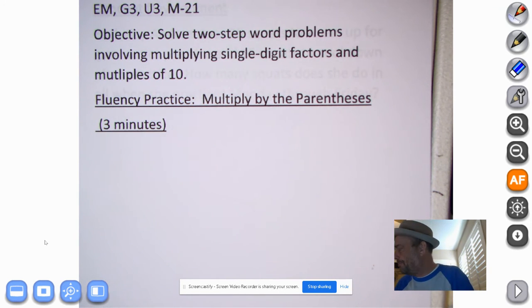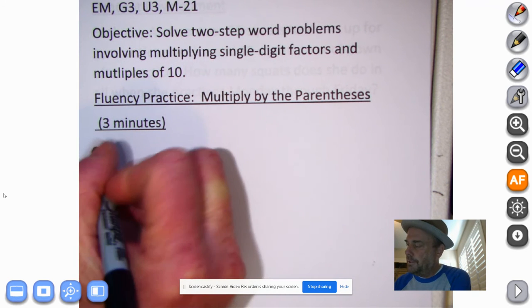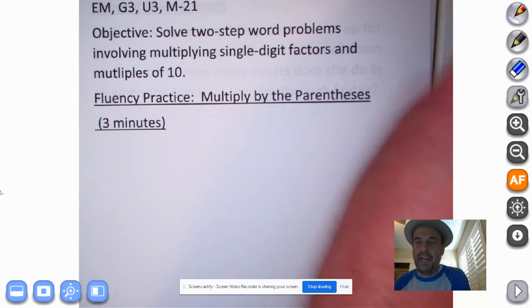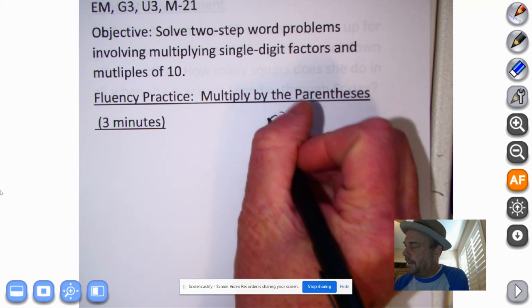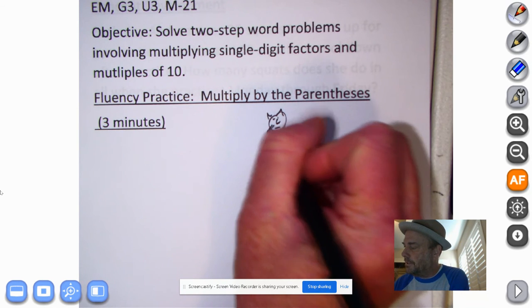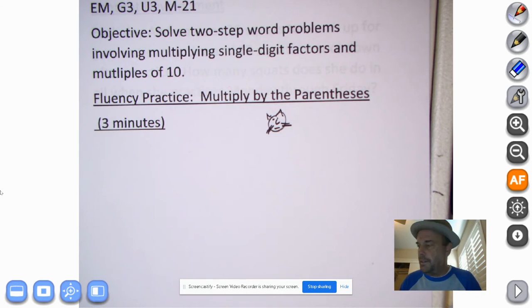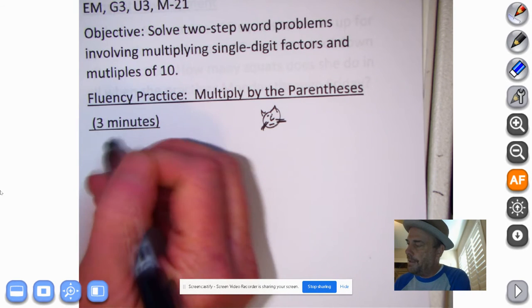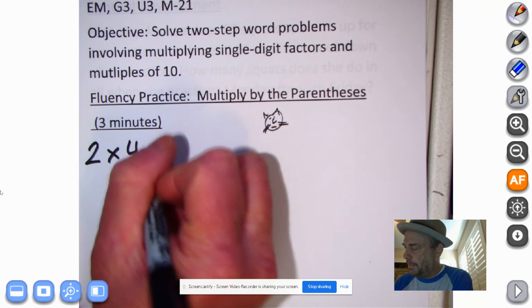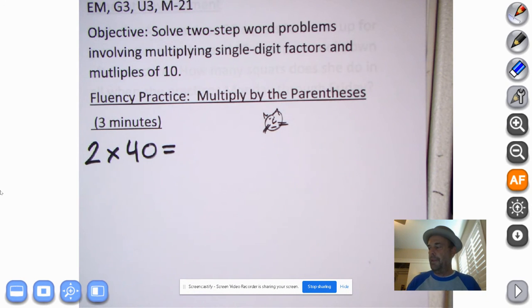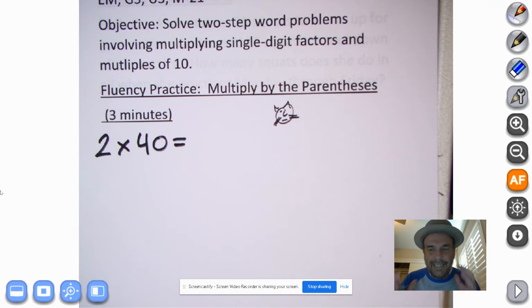Let's look at our first problem. You could actually need whiteboards and markers or scratch paper and pencil because you are indeed copycats. So here we go. Our first problem is 2 times 40. That's a pretty big math problem. It frightens me. But we bring out the parentheses and it makes it all better.